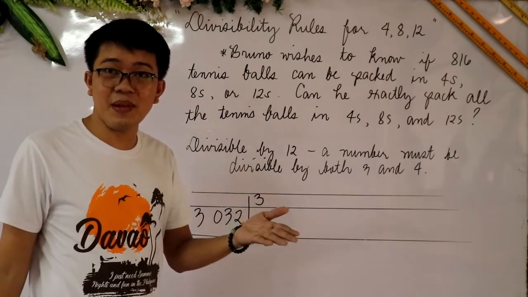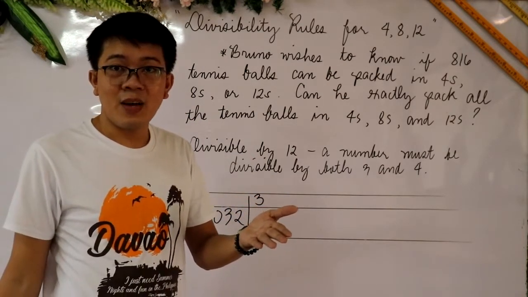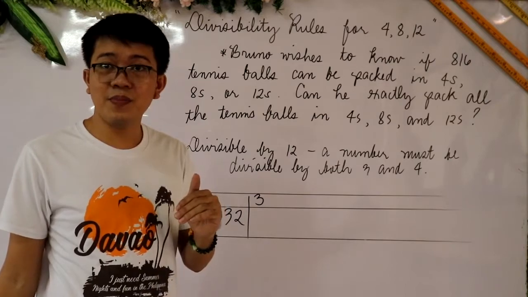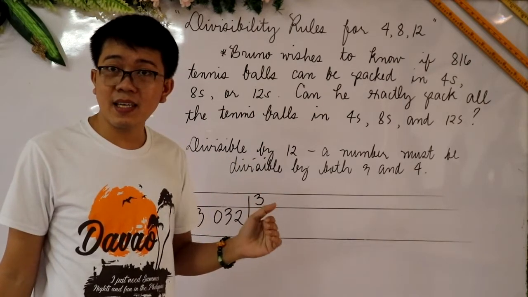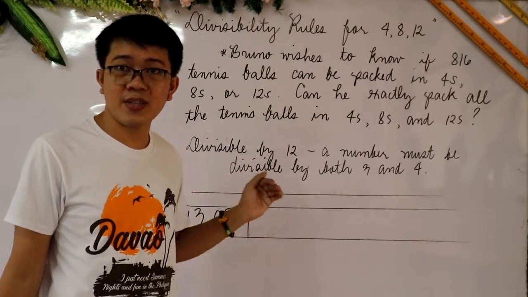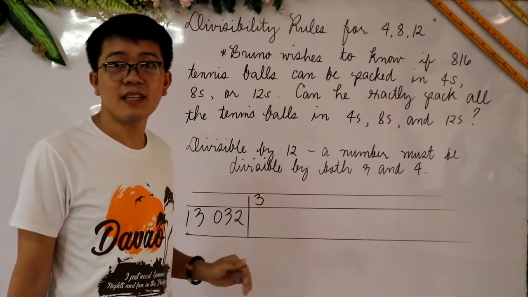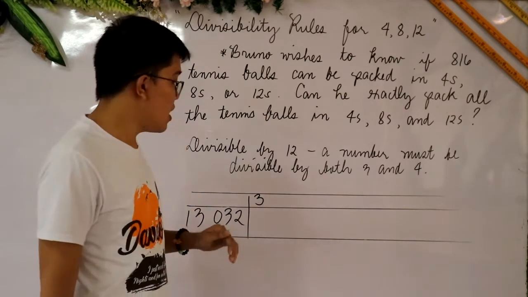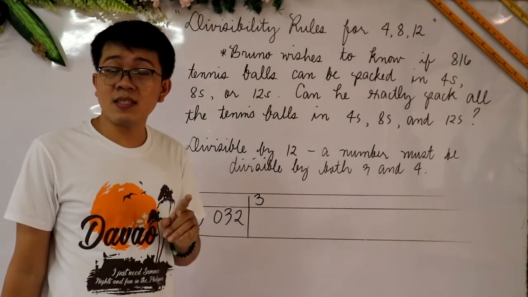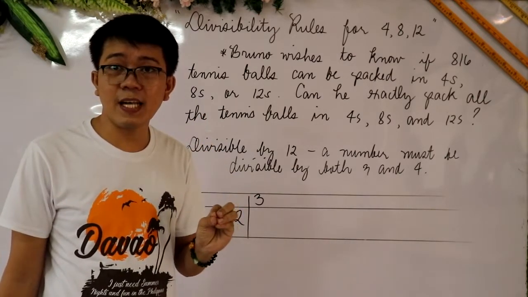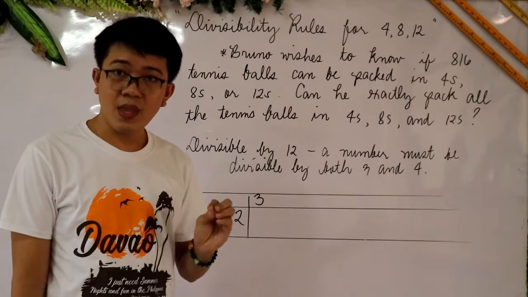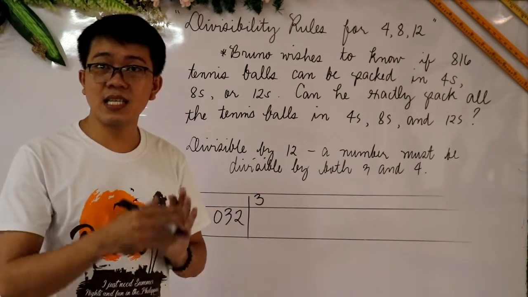What is again the divisibility rule number 3? Now if you did not watch yet the video about divisibility rule number 3, please watch it first for you to understand more on divisibility rule number 12. So it is stated in the divisibility rule number 3 that a number is divisible by 3 if the sum of all the digits is divisible by 3.